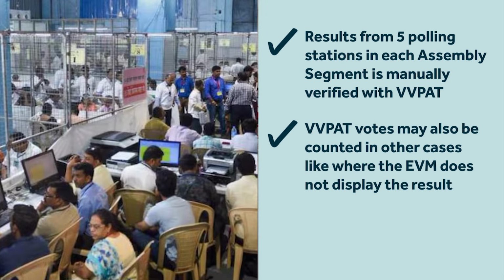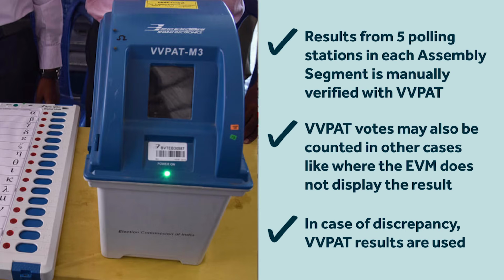There are also some other cases where VVPAT votes are counted. For example, if any EVM does not display the result, or if a candidate has specifically requested for votes from a certain polling station to be counted manually. If there is any discrepancy, then the result of the VVPAT slips is used.